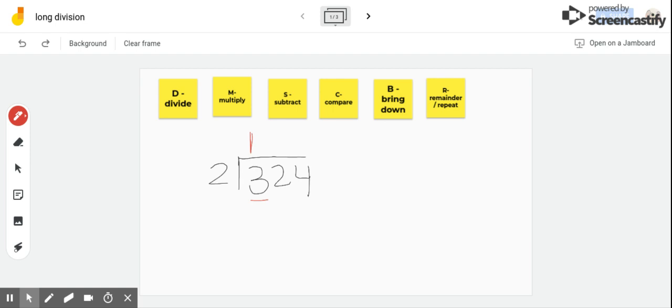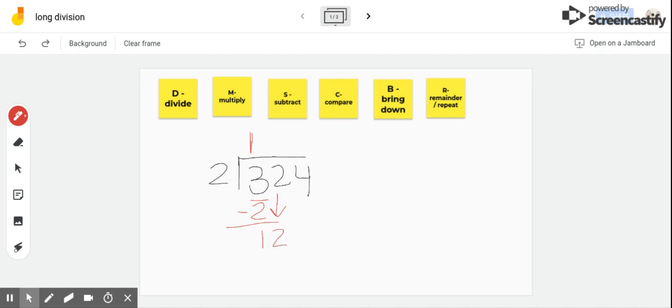Then you multiply. 2 times 1 is 2. Then we subtract. So 3 minus 2 is 1. You compare. This comparing step is simply saying, is my difference from this subtraction problem less than my divisor? If it is, it doesn't guarantee you're correct, but it guarantees you're on the right path. Then we bring down. We only bring down the next digit. So that would be a 2.